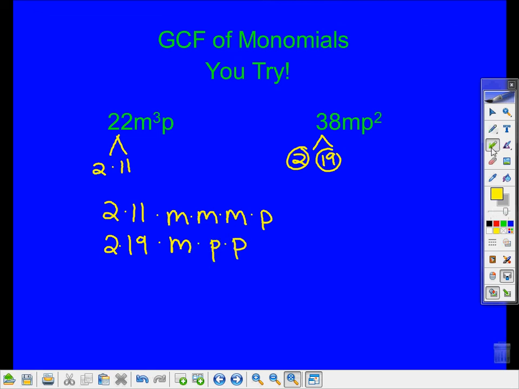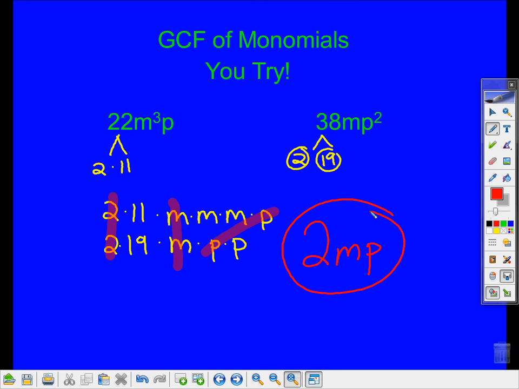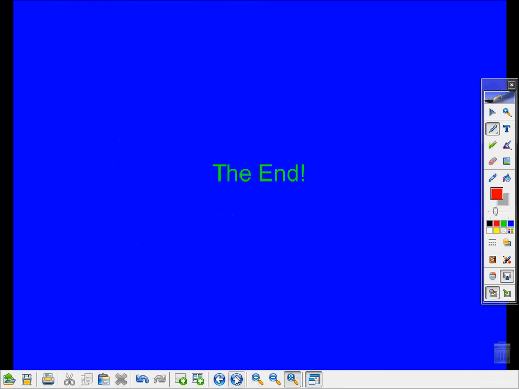Now I'm just going to simply take what's in common. Well, what's in common this time is 1 set of 2's, a set of m's, and a set of p's. So I write down what's in common, which would be a 2, 1m, and 1p. So your final answer would be 2mp for the greatest common factor of those two monomials. Good job. Check it over, read it over again, make sure that you're understanding what's going on.